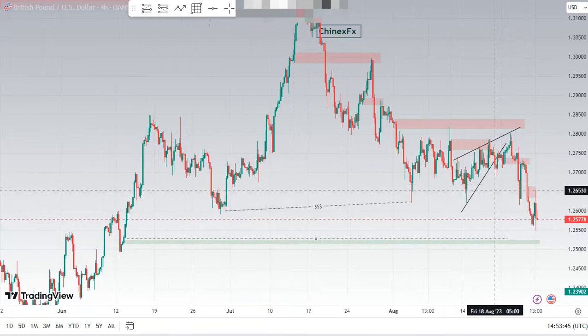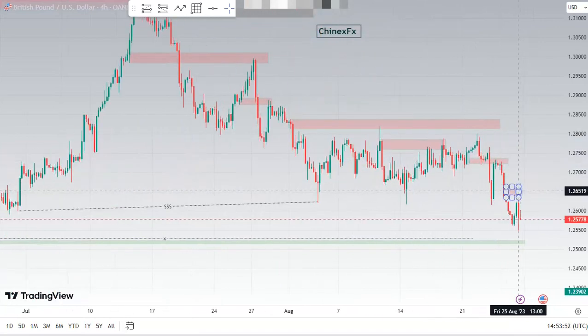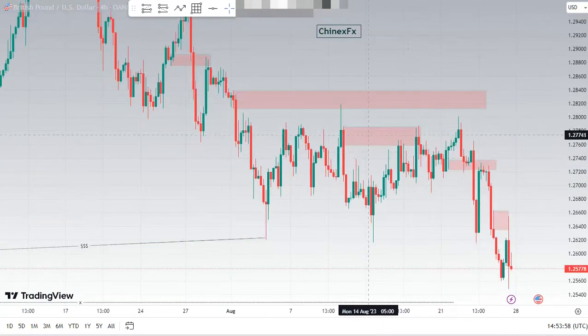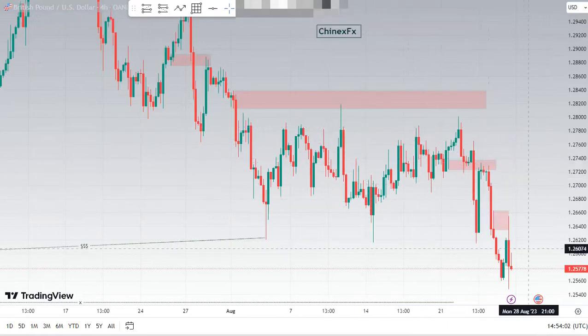So really quickly, I'm going to be deleting this ascending triangle line here because we are done with that. Okay, so then we are going to be reviewing the forecast. So let me just take away some irrelevant drawings on the chart.